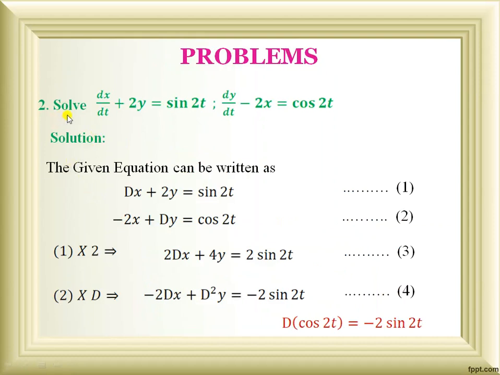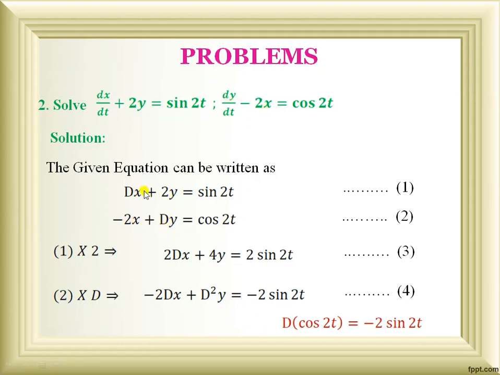Now look at the second problem. dx by dt plus 2y is equal to sin 2t. dy by dt minus 2x is equal to cos 2t. Of course I am writing the operator form of the given equations. So Dx plus 2y is equal to sin 2t. Minus 2x plus Dy is equal to cos 2t, because I am just keeping the x and y values parallel. That's why I am rearranging this like this.